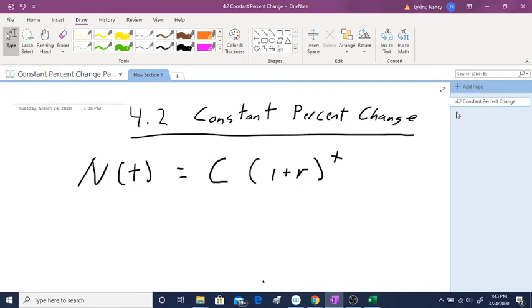Okay, now I'm going to start talking about the constant percentage change. Now I'm going to arrange this in two parts. So this is going to be the first part, and then I'm going to put a video on here after this with the second part.